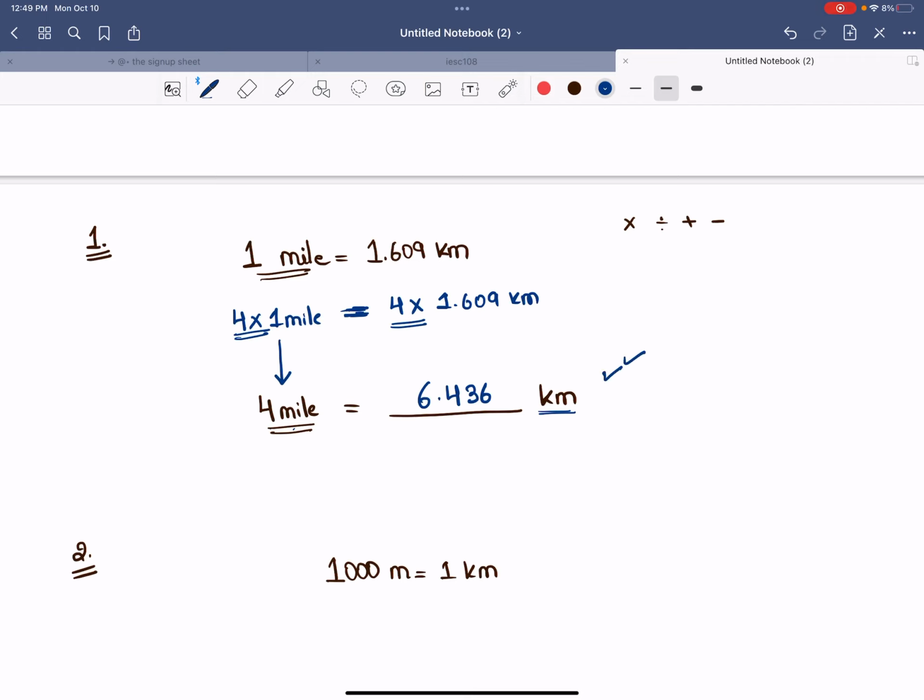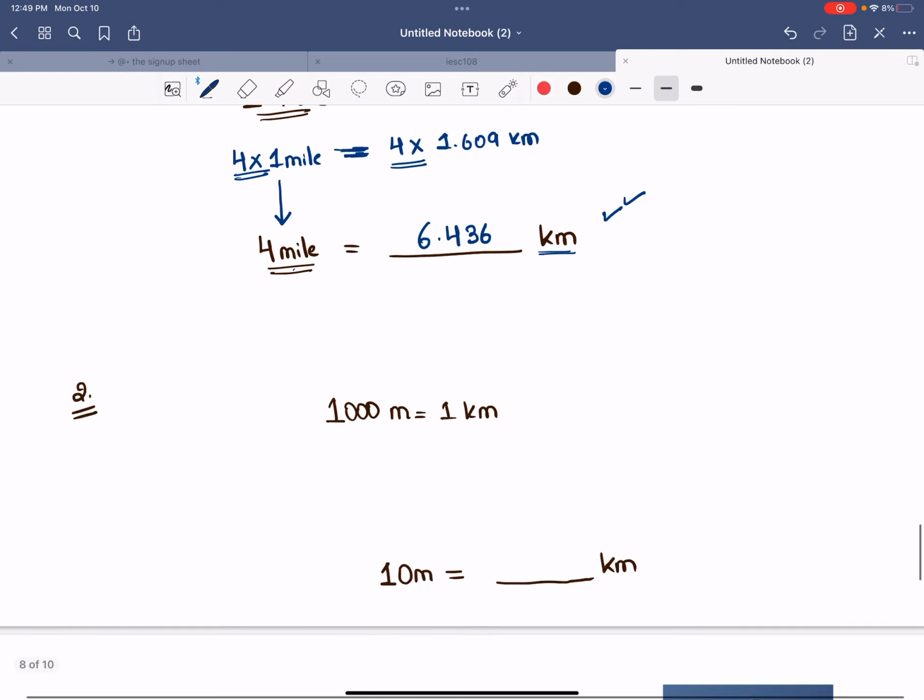Okay, all right, that was the first question. Hopefully, and this is something we'll keep doing again and again, as long as we do the same operations on both sides, this equation still holds true, and that way we can convert anything into anything else. Let's just do this one.